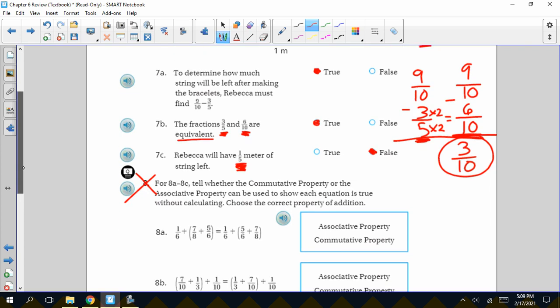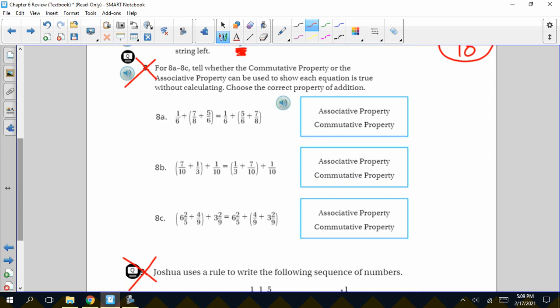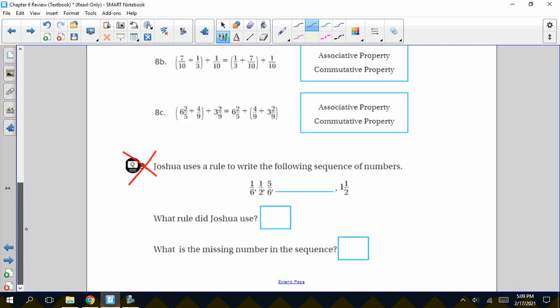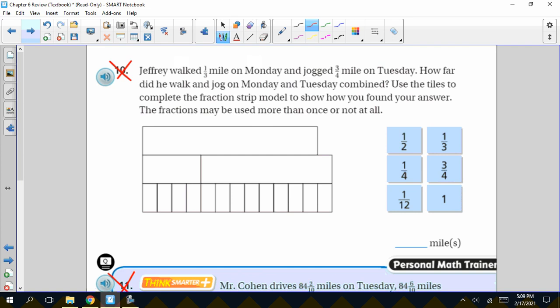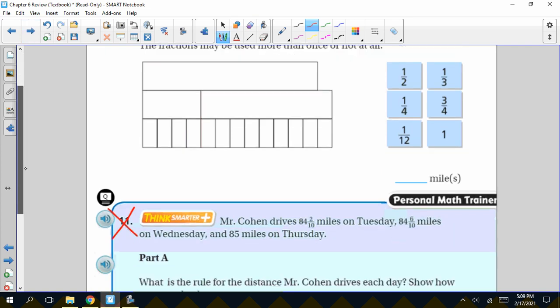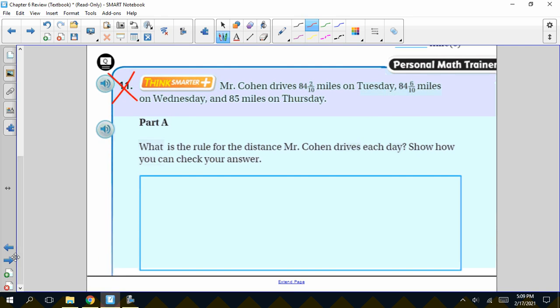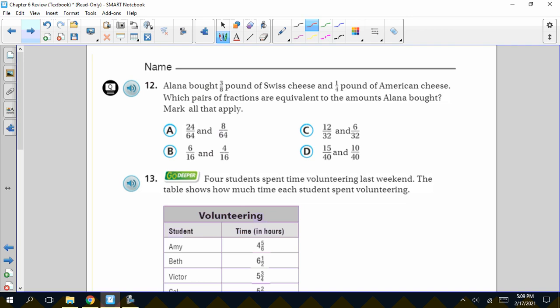Question number 8, you can skip because we did not do the properties question in the textbook. As well as question number 9, we skipped the patterns lesson, so you can cross off question number 9. On the next page, we're also going to cross off question number 10 and number 11. So we've crossed off quite a few here on the first couple pages. We'll have quite a few more here once we keep going. So go ahead and turn to question number 12.